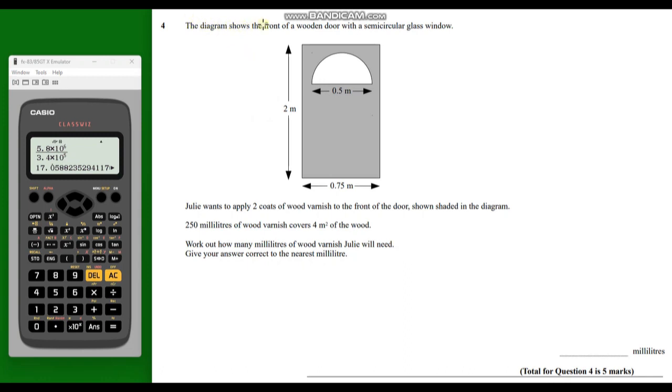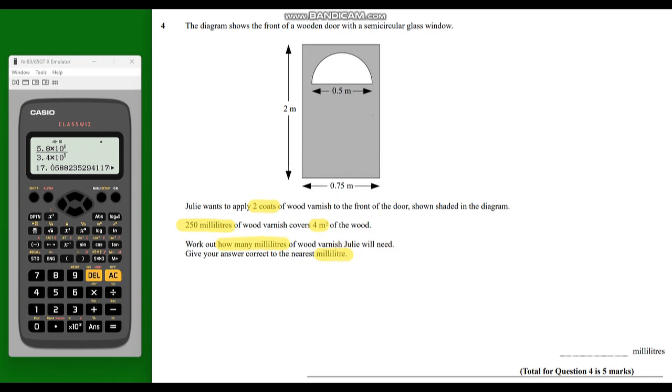Question 4. The diagram shows the front of a wooden door, with a semicircular glass window. Julie wants to apply 2 coats of wood varnish to the front door, shown shaded in the diagram. 250 millilitres of wood varnish covers 4 meters squared of the wood. Work out how many millilitres of wood varnish Julie will need. Give your answer correct to the nearest millilitre.